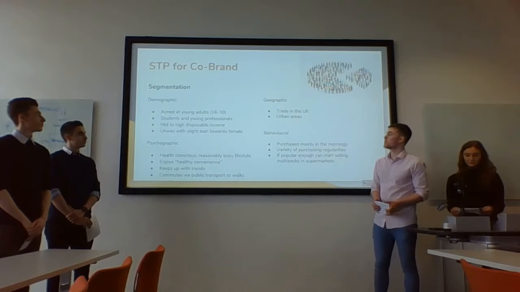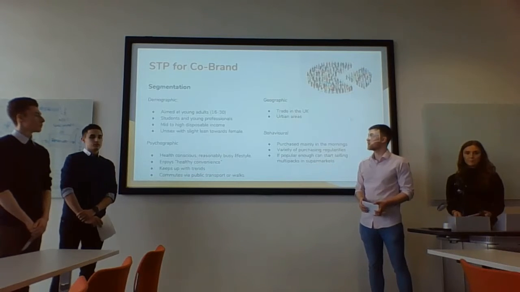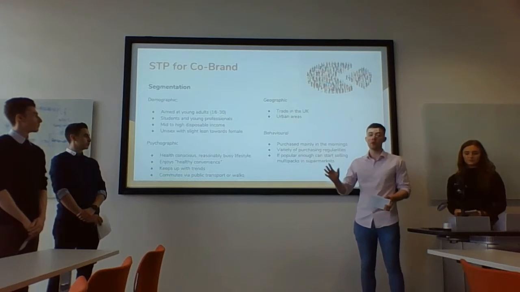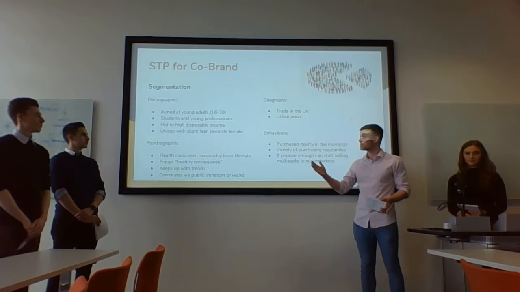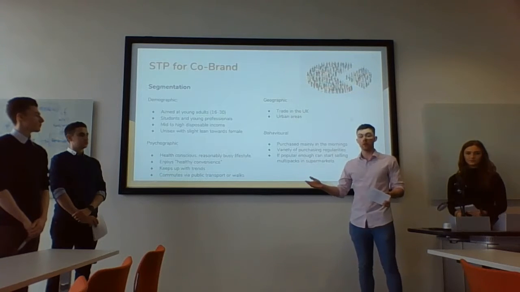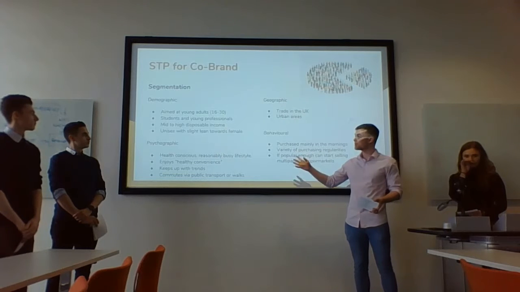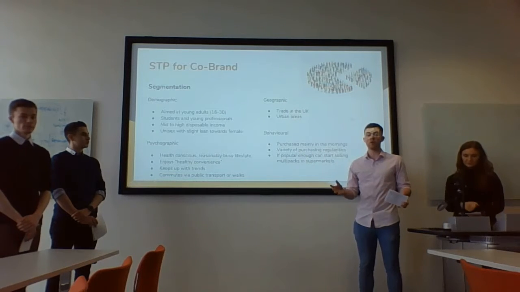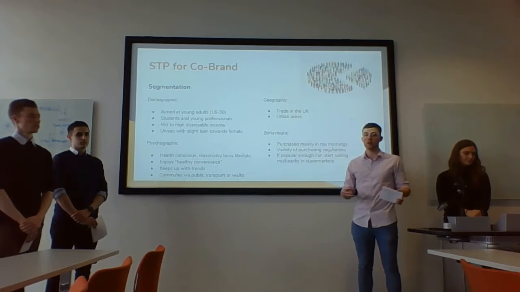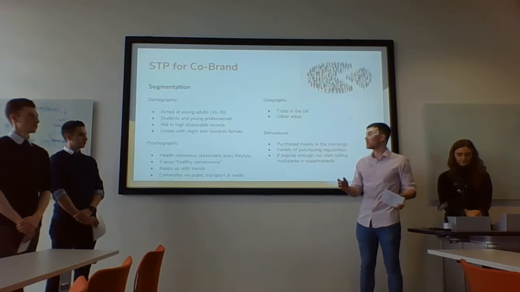Now we will do the STP analysis for our co-brand, starting with the segmentation. Firstly, the demographic for young adults, which will be around the ages of 16 to 30, so that will be students and young professionals. It'll be a mid to high disposable income range, as a one-off payment, the product will be quite inexpensive, but in terms of value for money, it will be quite expensive.